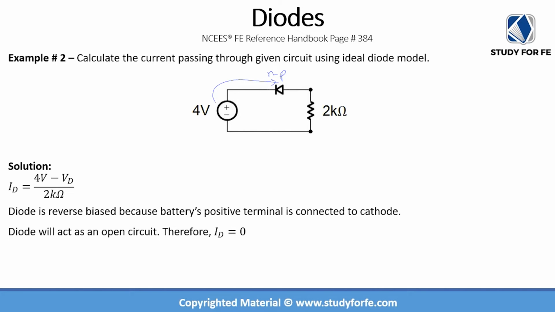If the diode is operating in the reverse bias mode, then you don't even need to go through this calculation, because it will act as an open circuit, and the diode current, and the current that flows through this circuit, which is the same as the diode current, will be equal to 0.